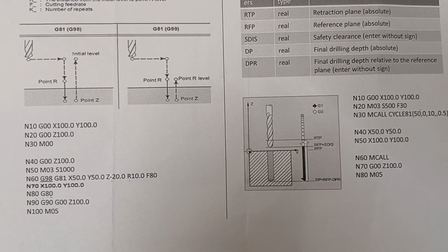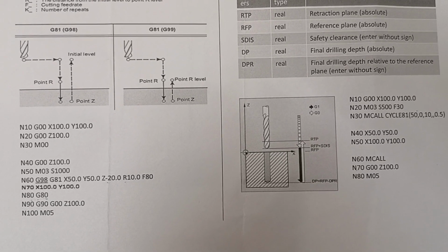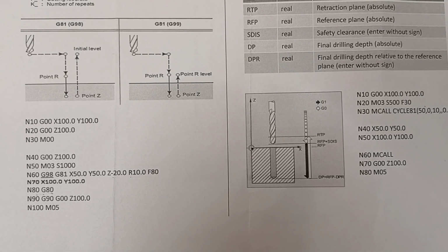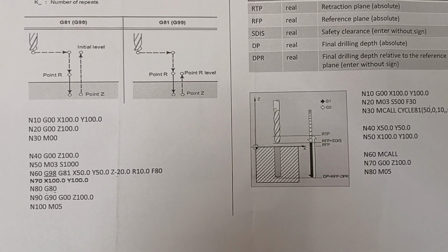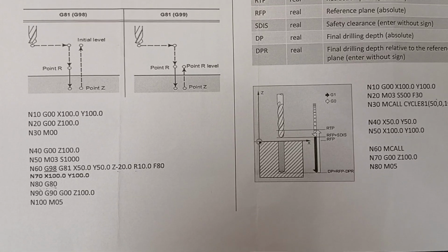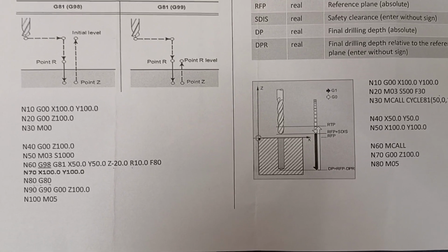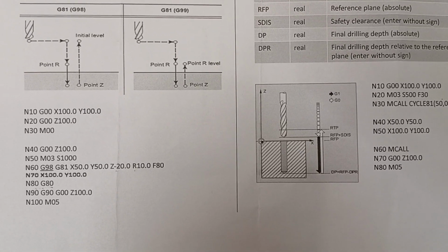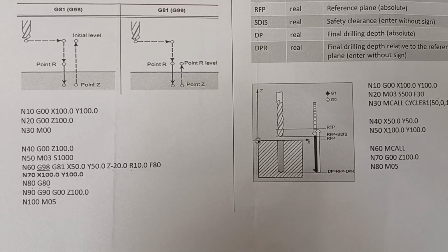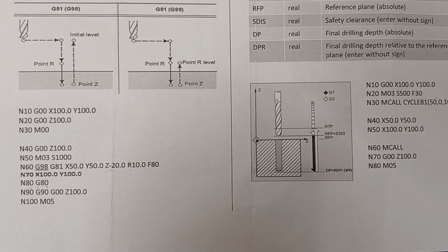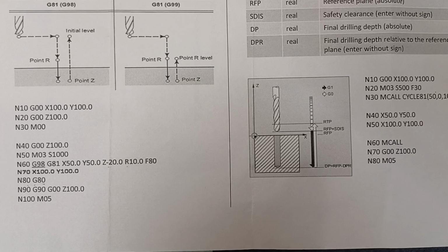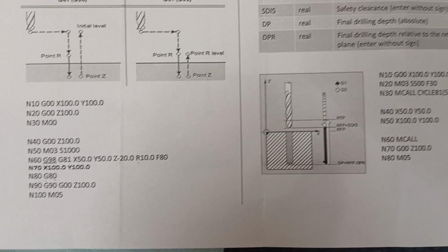Here you can see the G81 G98 and G81 G99. In G98, after the drilling operation, the tool goes to its initial level, and in G99, after the drilling operation, the tool goes to the point R level, as you can see.